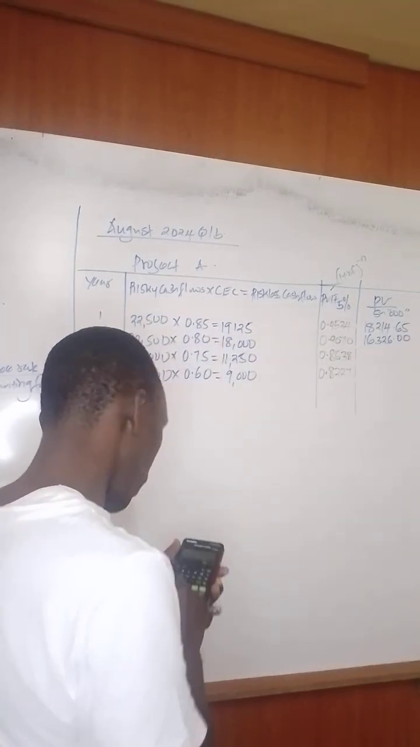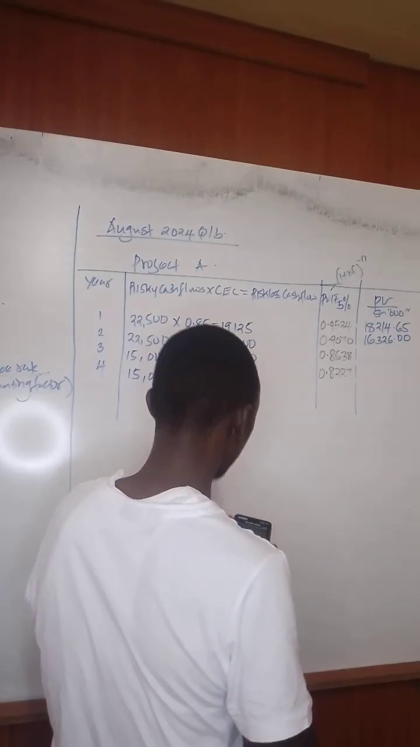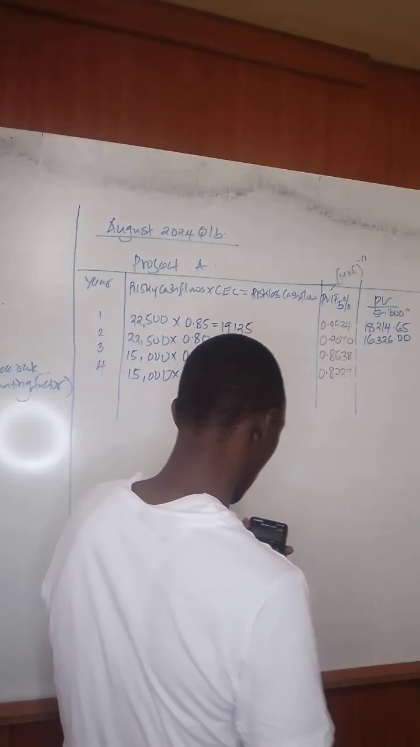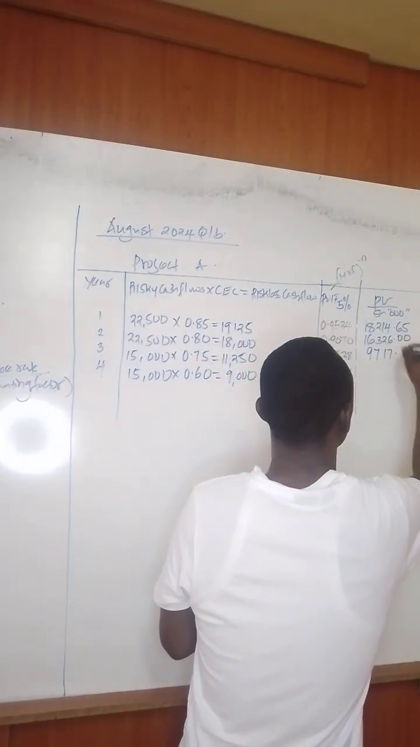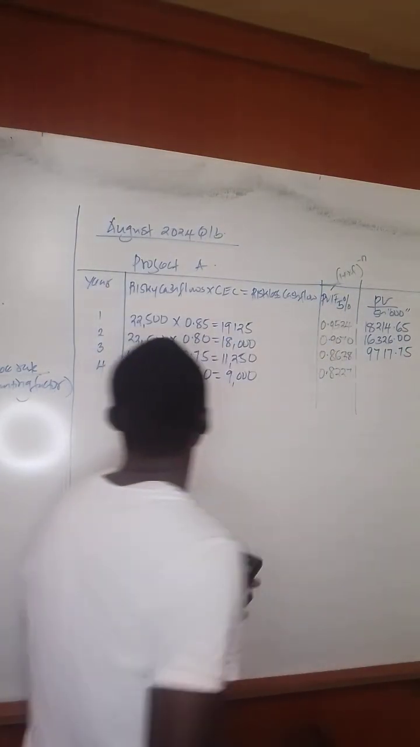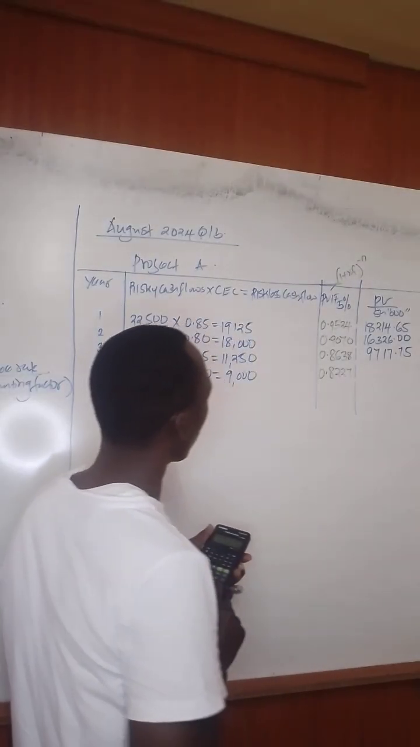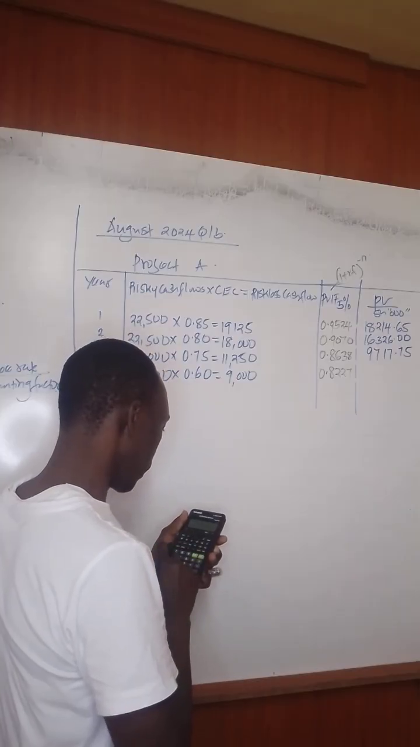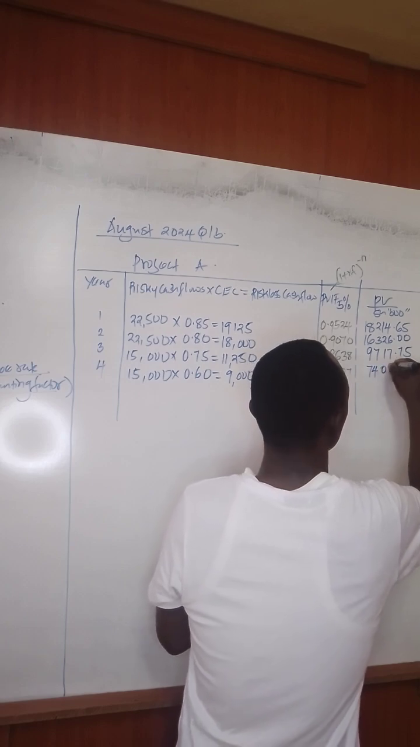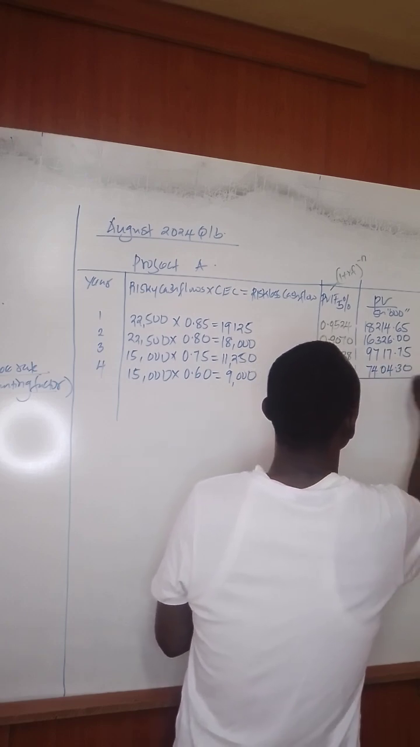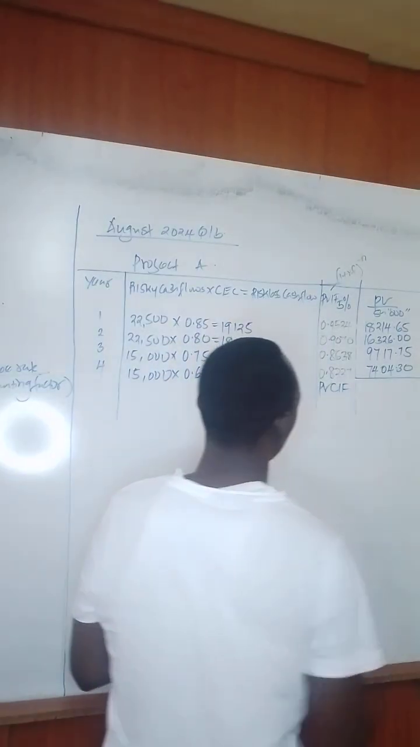16,326.00. Then the third one is 11,250. Then you multiply by 0.8638, and the output will be 9,717.75. Then the fourth one will be 9,000. Then you multiply by 0.8227. You will get 7,404.30. Then we sum up, we accumulate for us to get the total present value of cash inflow.